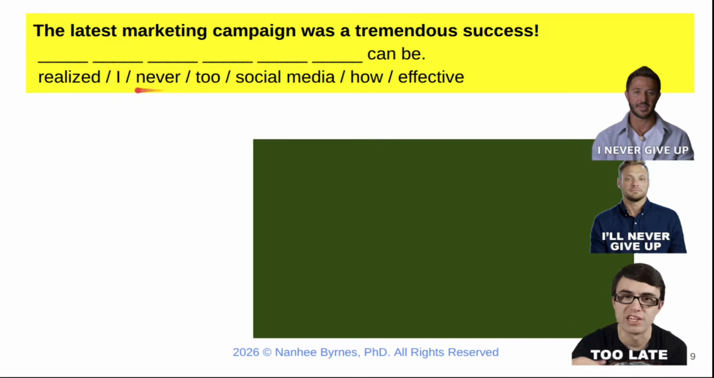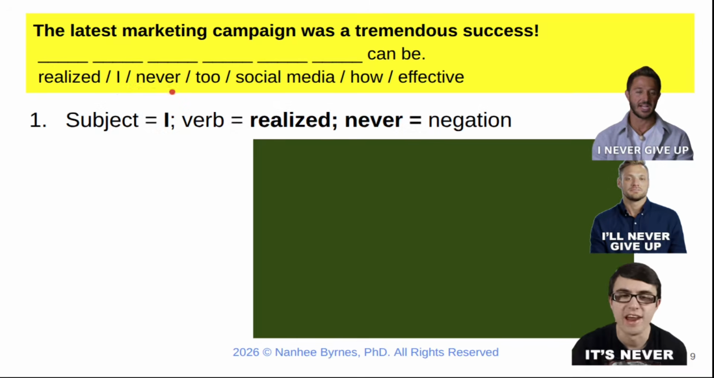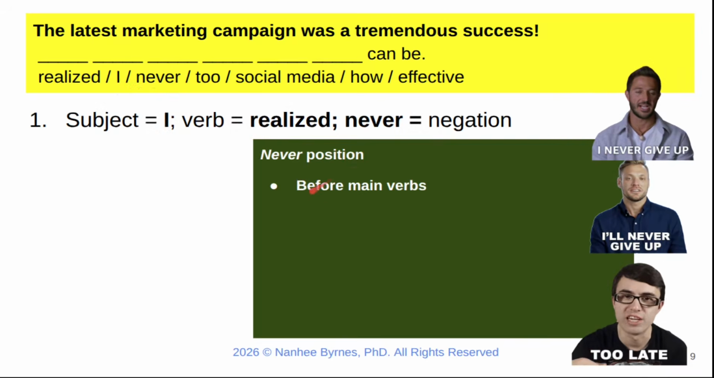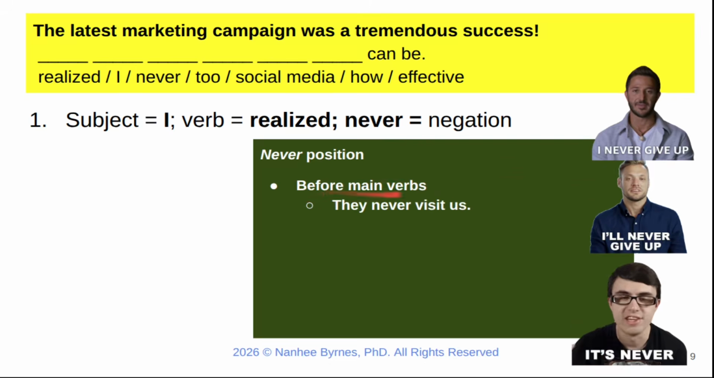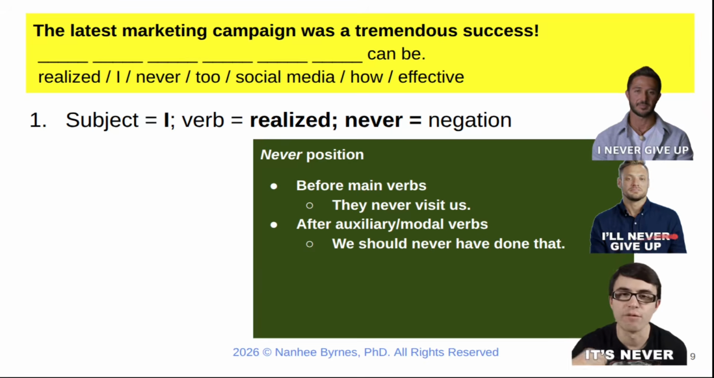Okay, everyone, remember the word order for never. It has a few possible positions. Before main verbs, in simple tenses, it goes directly before the verb. Example, they never visit us. With auxiliary or modal verbs, place it between the helper and the main verb. Example, we should never have done that.